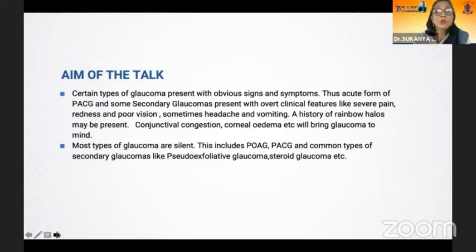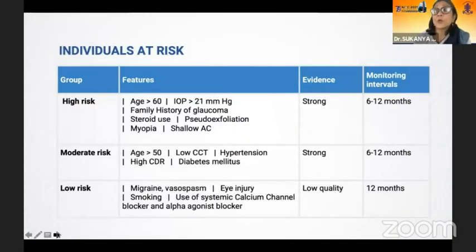Now, certain types of glaucoma present with obvious signs and symptoms. So when you have an acute form of primary angle closure glaucoma, or you have some of the secondary glaucomas, they have obvious presenting features, and the diagnosis is quite obvious. However, most types of glaucomas are silent. This includes open angle glaucoma, most forms of primary angle closure glaucoma, and the common types of secondary glaucomas, such as the pseudo-exfoliative glaucomas and the steroid glaucomas. I will be focusing on this group of glaucomas mostly.